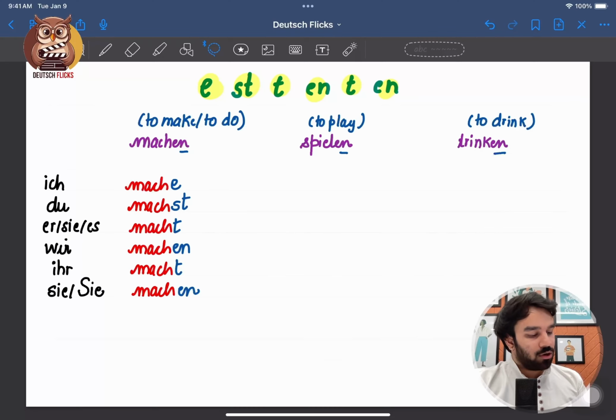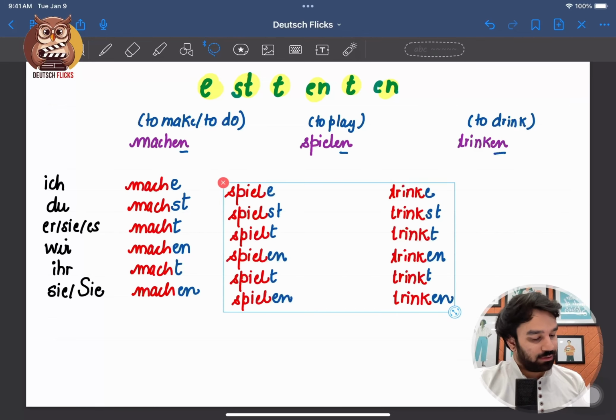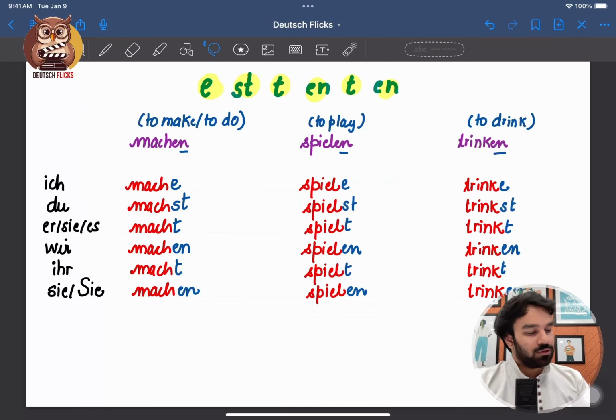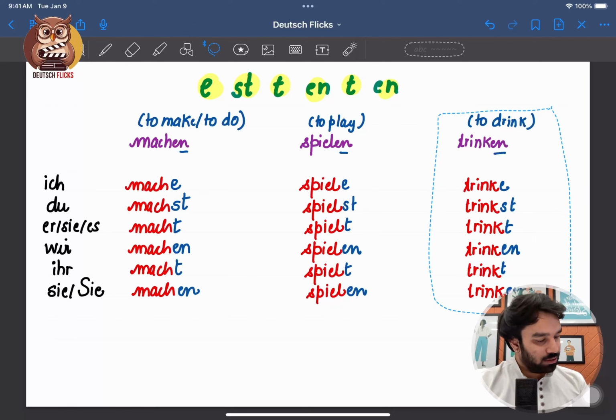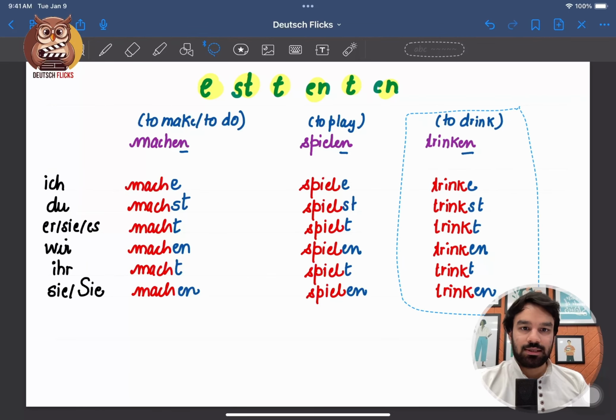Now I'm gonna show you the conjugation of spielen and trinken. So we have ich spiele, du spielst, es spielt, wir spielen, ihr spielt, sie spielen. Ich trinke, du trinkst, es trinkt, wir trinken, ihr trinkt, sie trinken. I think you cannot see this part, so I'll just drag this a little.